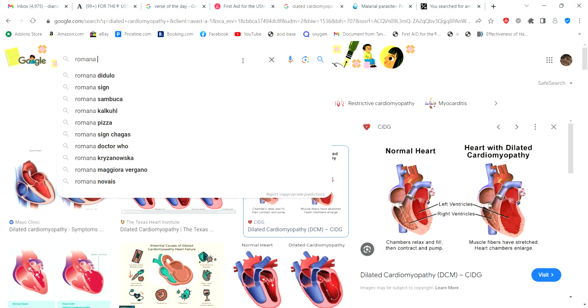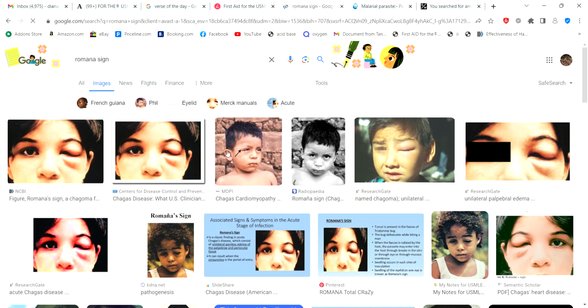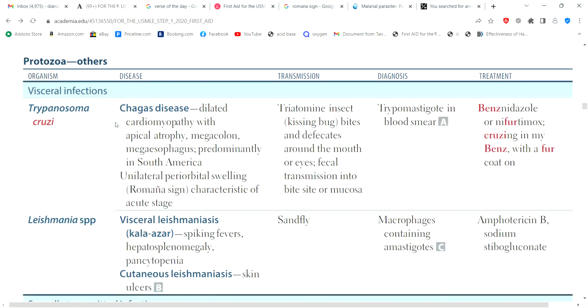Romana. Okay. So you see swelling on one side of the face. This is Romana sign, okay? That is the acute stage of Chagas disease. Dilated cardiomyopathy, megacolon, megaesophagus, that's the later stages, okay?